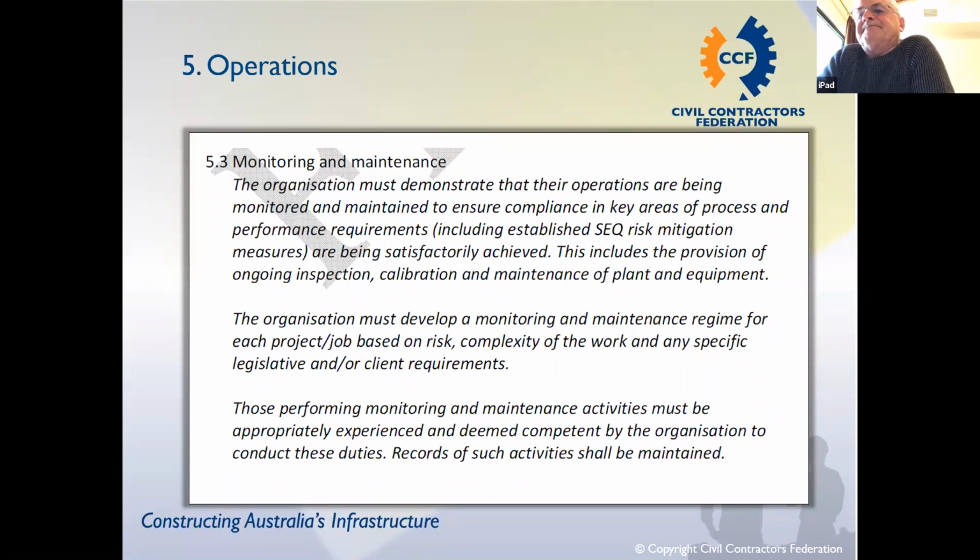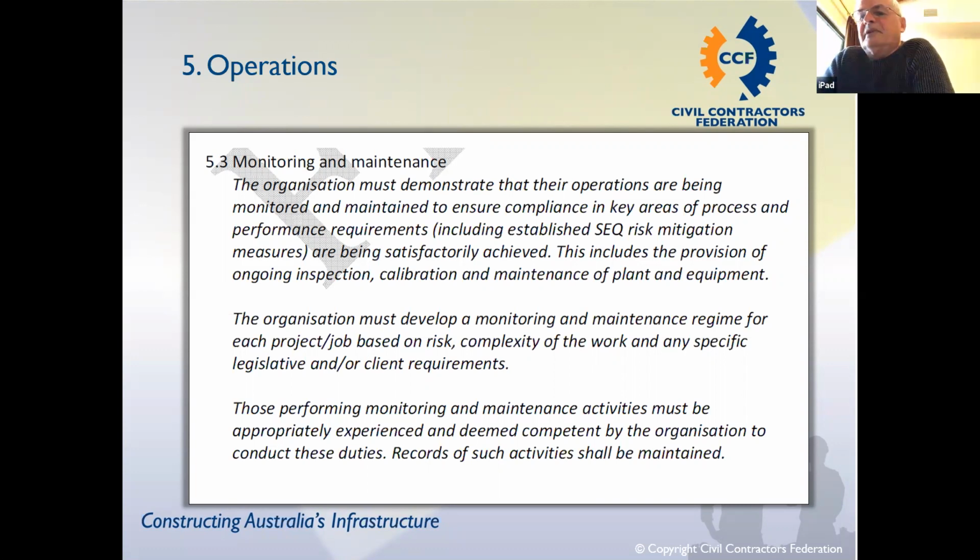Monitoring and maintenance. Again, you see, the organisation must demonstrate that their operations are being monitored and maintained, ensure compliance in key areas of process and performance requirements. It's part of your SEQ risk mitigation measures, you know. That makes sure that you include the provisions of ongoing inspection, calibration and maintenance of plant and equipment. Today, that's an important area, because if you're a quality assured company, not a quality control company, then you've got to demonstrate that you're meeting all those requirements. So the calibrations, the ongoing inspection records that you keep, your daily diary records, you know, all of that sort of stuff is so critical.